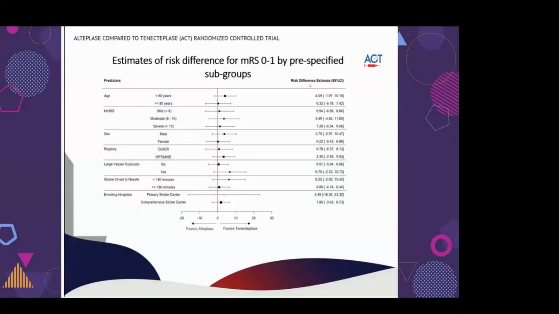So this graph basically, the more black dots you see towards the right, the more in favor of Tenecteplase. This is a subgroup analysis basically. Most of these blocks are towards the right, which means they favor Tenecteplase, maybe not significantly enough, but even in patients older than 80, even in severe strokes with NIH, they're closer to the midline, but a little bit more on the right side. So overall, a little bit more preference towards Tenecteplase.